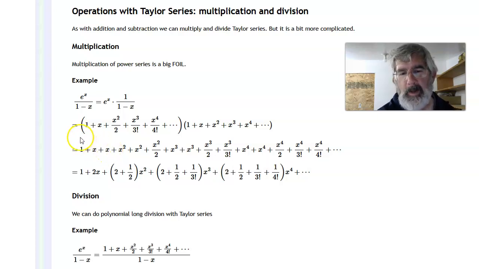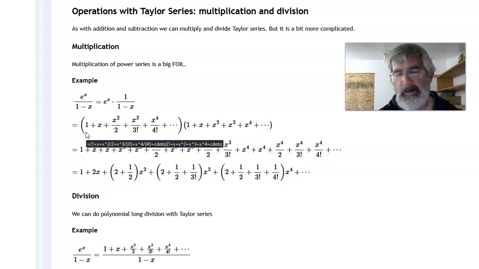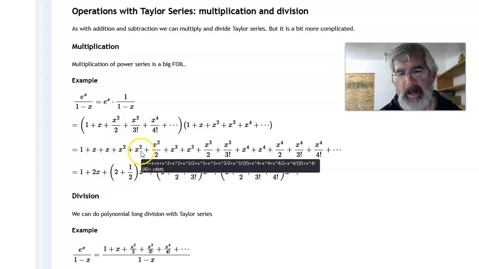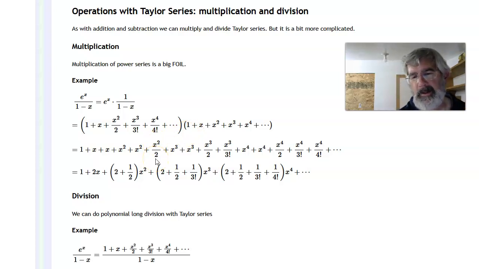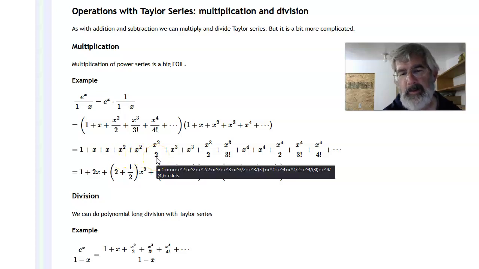Now for x squareds, I'm going to have three ways, it turns out. Because I could have this 1 times that x squared. That's that x squared. I could have this x times that x. That would be x squared. There it is right there. And then I could have this x squared over 2 times that 1. And so this is x squared over 2 right here. And so there's three terms that have x squareds in them.